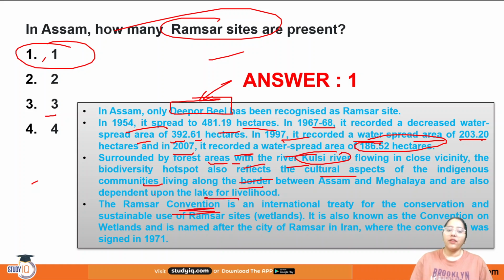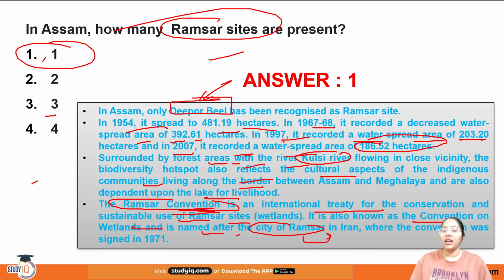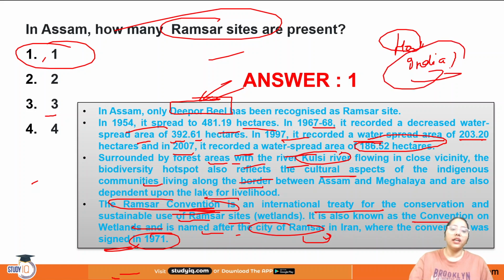The Ramsar Convention: I have already talked about this convention, the international treaty for the conservation and sustainable use of the Ramsar sites, which are wetlands. It is known as the Convention on Wetlands and it is named after the city of Ramsar in Iran, where the convention first happened in 1971 and was signed in 1971. In the comment section, you can mention how many Ramsar sites there are in total in India. How many Ramsar sites are total in the country?